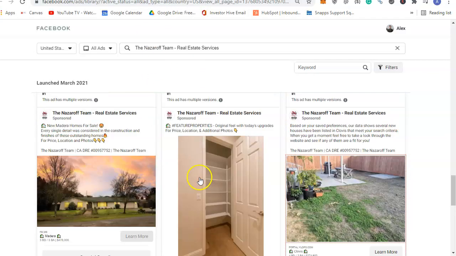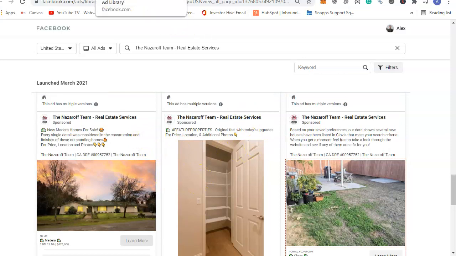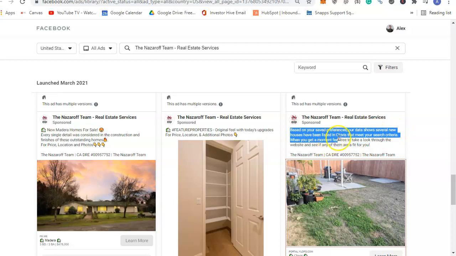And then this is the other guys. So what these ads are gonna do, I'm sure they're producing pretty good results for them. But the thing is they're gonna be paying more for these leads. Basically meaning, out of, say, a $1,000 ad budget, they're going to be getting a lot fewer leads, simply because the leads that are being converted might be pretty good leads, serious buyers. Here's an example: "Based on your saved preferences, our data shows several new houses have been listed." Okay, you're going to get the person who probably just went to look at some houses with an agent, and they're sitting down on Facebook.